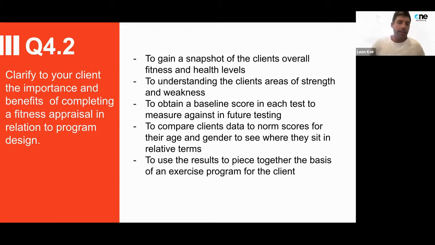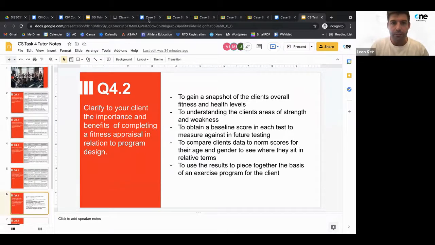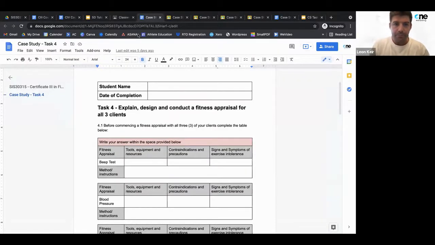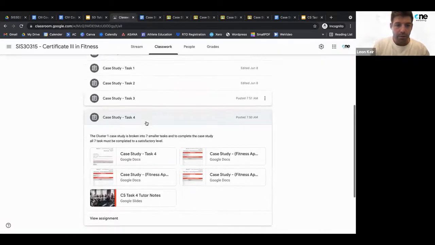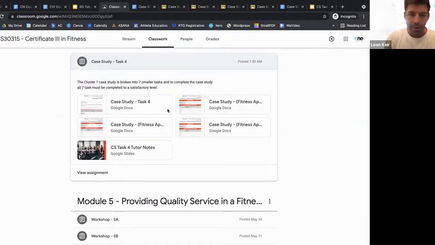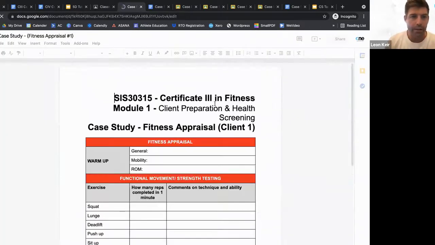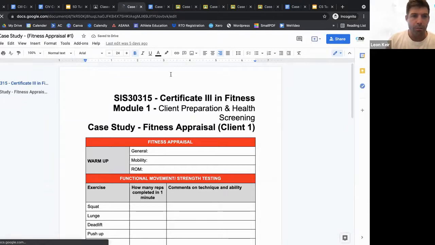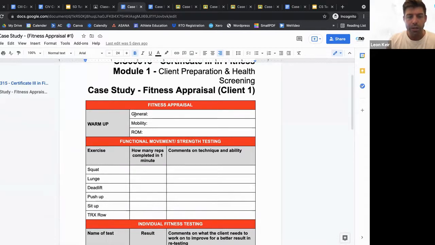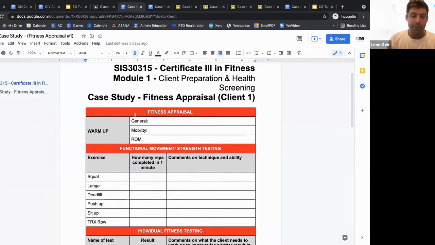So that's that. And then I want to quickly show you one more thing before we jet off for today. In your classroom, for task 4, you've got your task, but then you've got these fitness appraisals that we have to do. So this is what they look like. If we can all open up the fitness appraisal number 1, we'll just quickly go through this so you know what you have to do, and then you can finish this off by yourselves, guys.